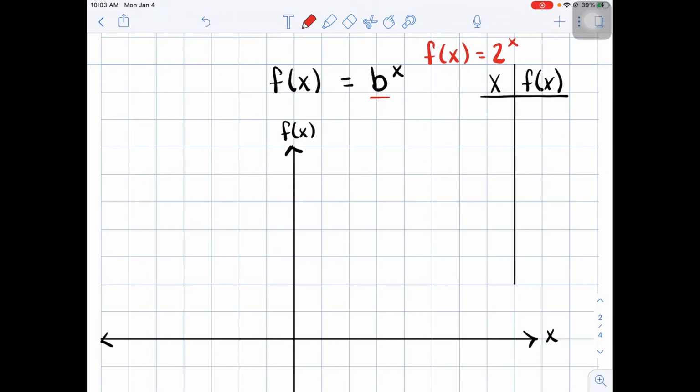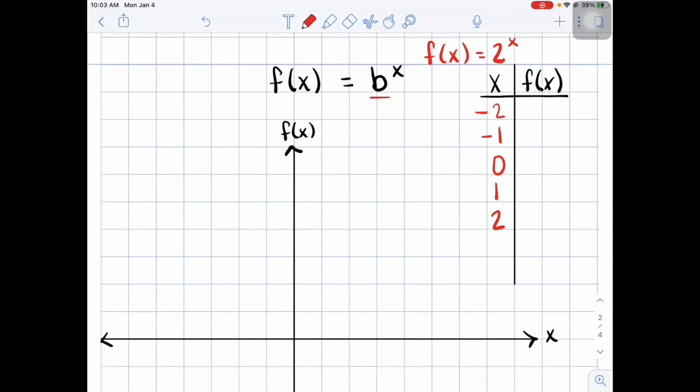So if we needed to take this and find exactly what this would look like on a graph, we could pick some numbers. And you want to pick easy numbers. Remember, we like to pick 5 at least. We want to pick some negative and some positive. So I'm going to pick our normal 5 that we do: -2, -1, 0, 1, and 2. And I'm going to plug this in.